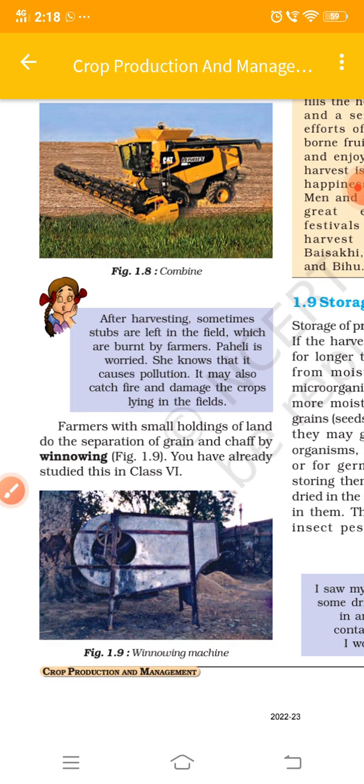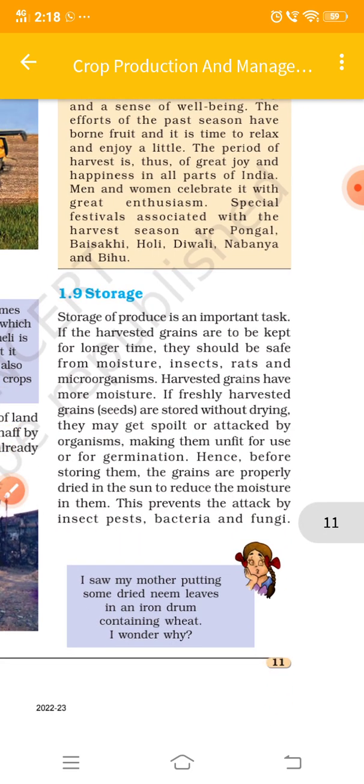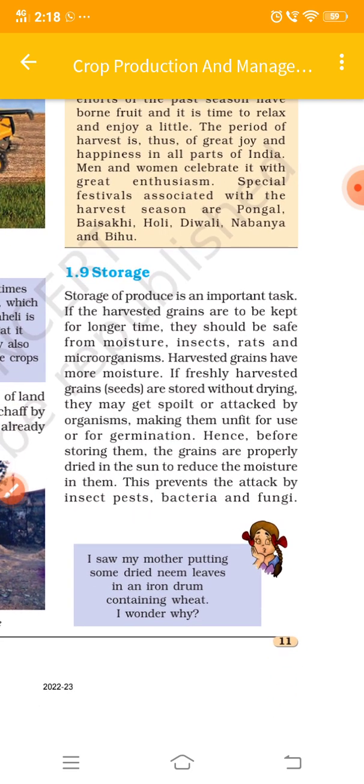The lightweight things such as husk and so on are removed with the help of wind. Storage of produce is an important task after harvesting. Now I have cut the plant, meaning I have cut the grains and all, and I have stored it. Now either the farmer will sell it, or he will save some for his family.